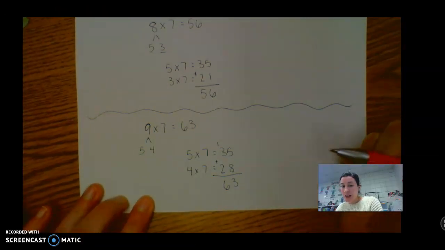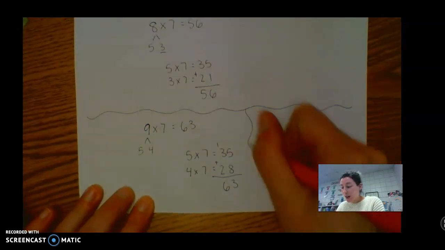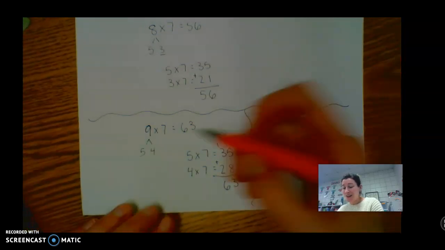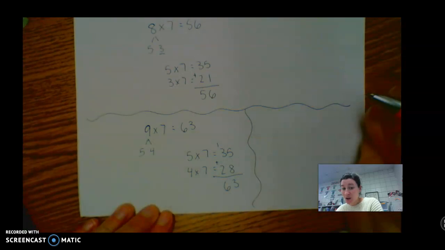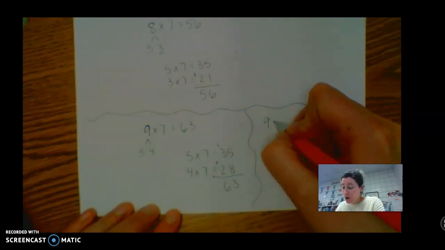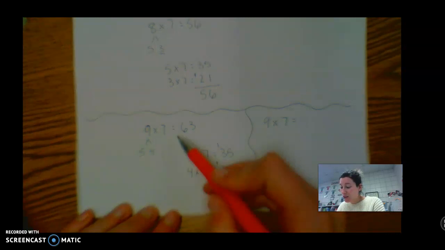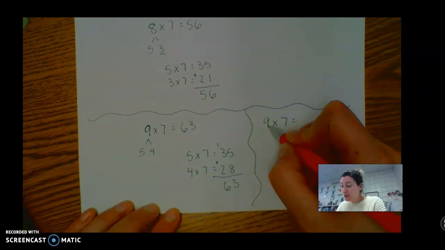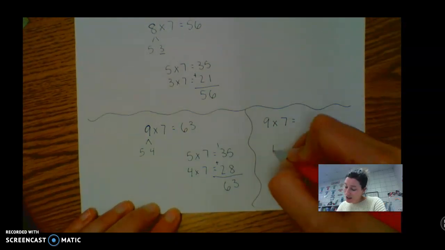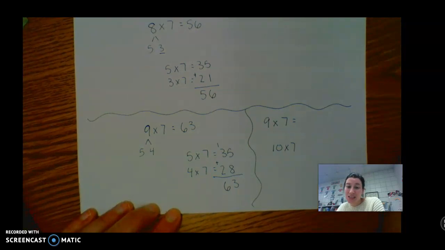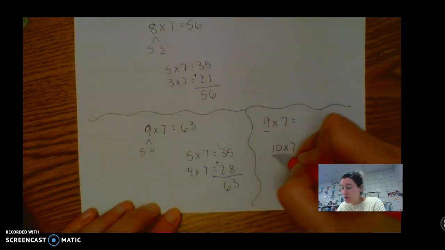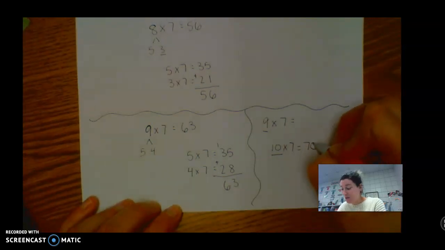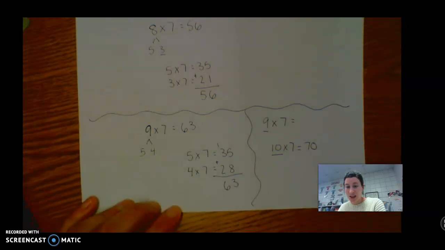Now, there is something else that I could do instead. I could have, instead of doing 5 and 4, I could have done 10. 10 is also a helper fact. So I'm going to show you one more way that I could solve 9 times 7. Okay, so how about instead of doing 9, I turn that 9 into a 10. And I'm going to do 10 times 7. So instead of 9 groups, I'm going to have 10. I know that 10 times 7 is 70. Okay, that's a quick fact.